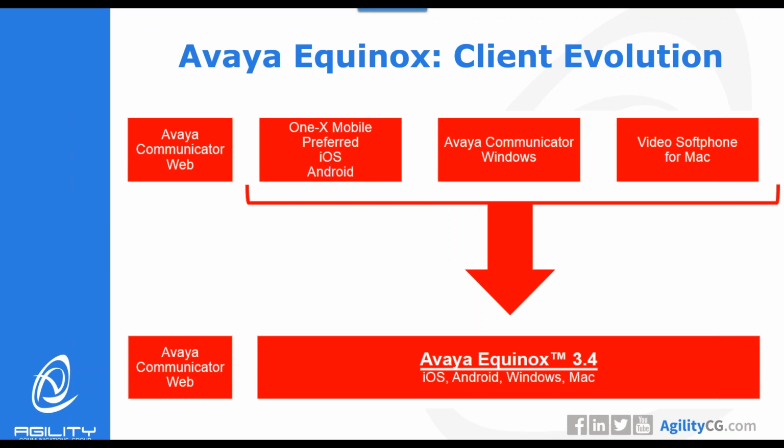So previously, Avaya had a lot of different types of clients, and they all behaved and looked differently. There was 1X Mobile, the mobility device for iOS and Android. There was a Windows desktop client, Avaya Communicator, and there was even a video softphone for Mac. So all of these prior clients moving forward are going to collapse down into what's called Equinox for IP Office Release 11. And this is an effort to streamline all these clients into a singular portal for ease and familiarity. And we'll take a look at that on our next slide.